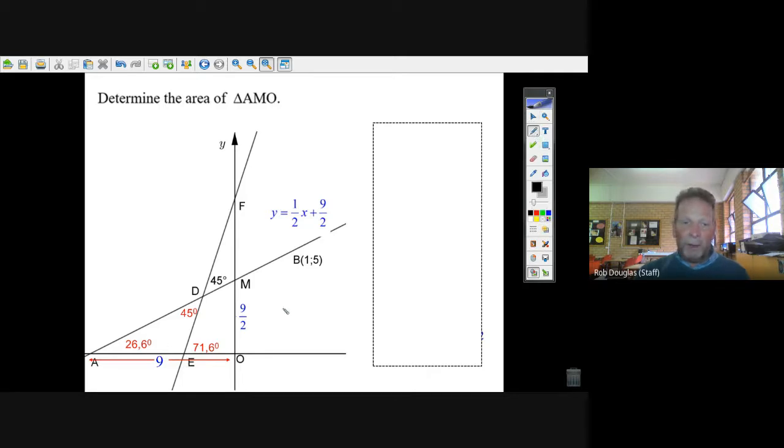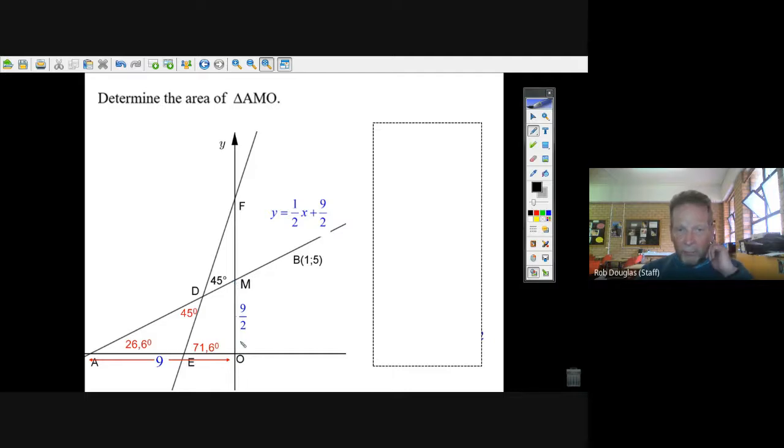Well, looking at this, there's a triangle AMO. I know that's perpendicular. If I could somehow figure out this distance AO, the base, and multiply it by the distance OM, and then times a half, because the area of a triangle is 1/2 the base times the height. Okay, so let's take a look at it.